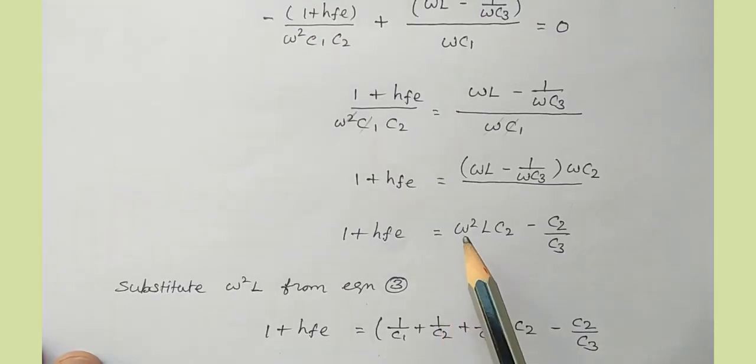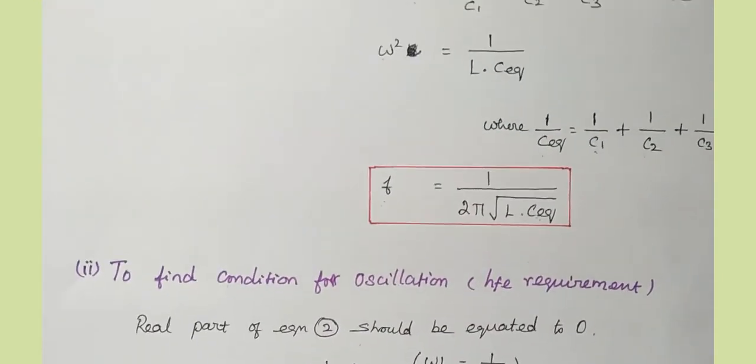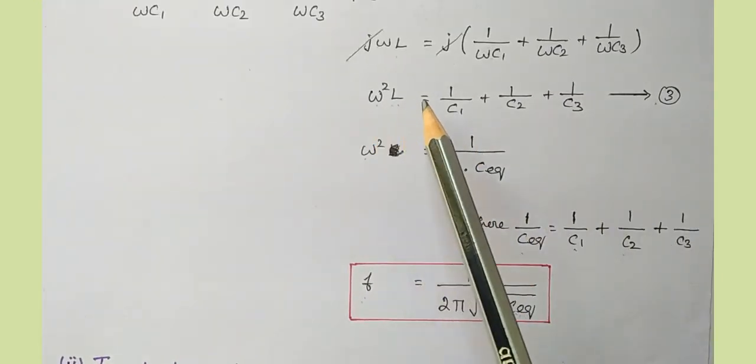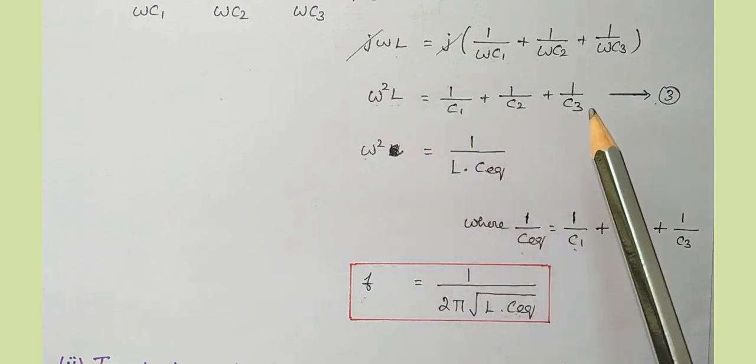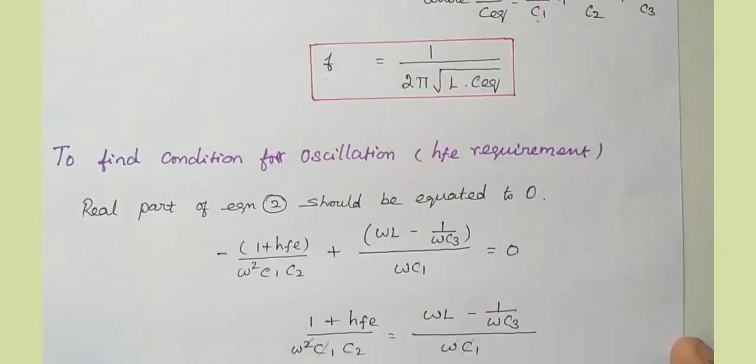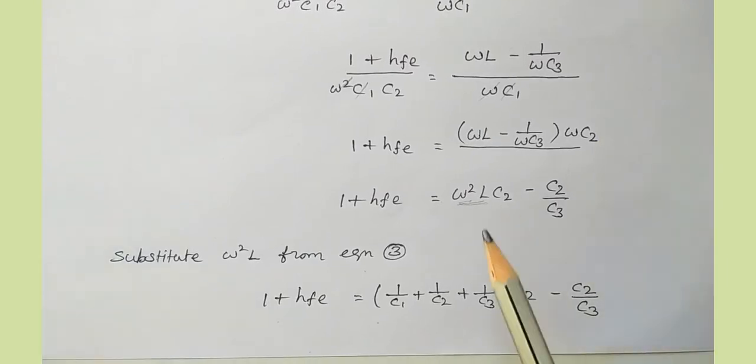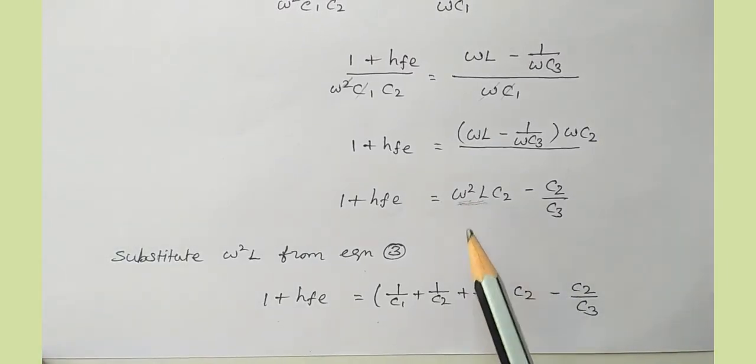Here I am going to substitute the value for omega square L. That I have already kept as equation 3. Omega square L is equal to 1 by C1 plus 1 by C2 plus 1 by C3. So instead of omega square L, I am going to substitute 1 by C1 plus 1 by C2 plus 1 by C3 into C2, remaining term minus C2 by C3. Okay.